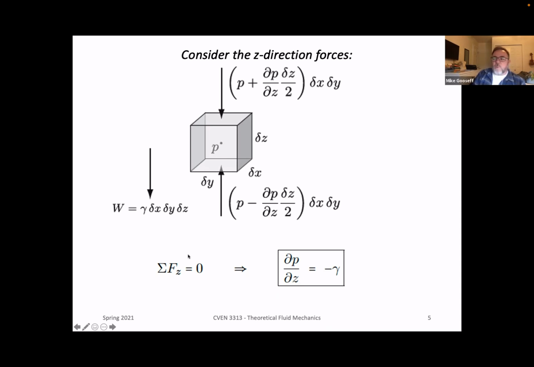Okay, and so when we went through that exercise of putting all of these terms together and actually doing the force balance, we found that dp dz, or the change in pressure in the z direction, is not equal to zero. In this case, it's going to be equal to minus gamma. One thing to note is this is constant, so that's not a bad thing. But the other thing to note is that it is not zero, okay?